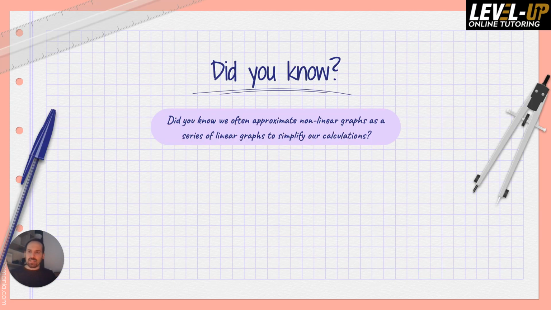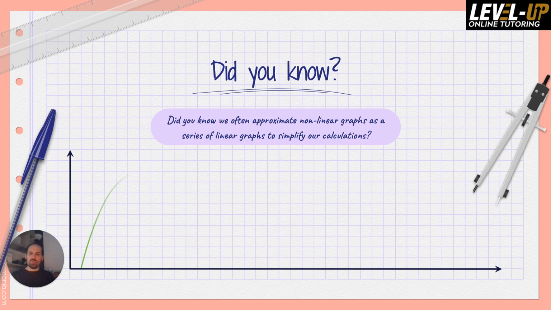Right, so let's leave it there. So yeah, long lesson today, looking at all different types of graphs. So I'll leave you with a little did you know here. There's a thing we often do when we're dealing with highly nonlinear graphs, something that might be curving a lot, and we simplify it by making it a series of linear graphs.